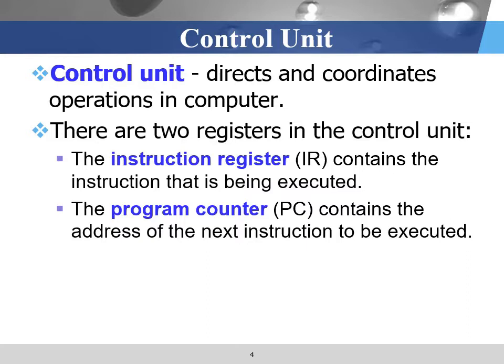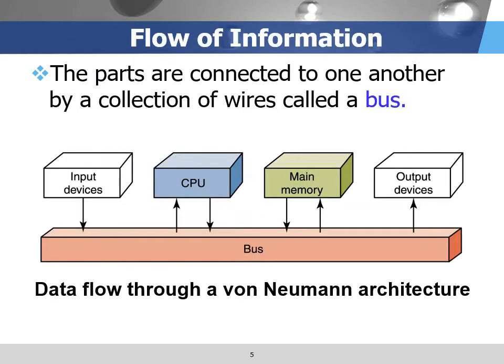The control unit will send out control signals to all the devices in the computer. And there are two special registers in the control unit. The first one is called the IR, the instruction register, and the second one is called the program counter, PC. These two registers are very important because the CPU will use them to fetch and execute the instructions. Different components will be connected by using the bus. A bus is a collection of wires to transfer the data.